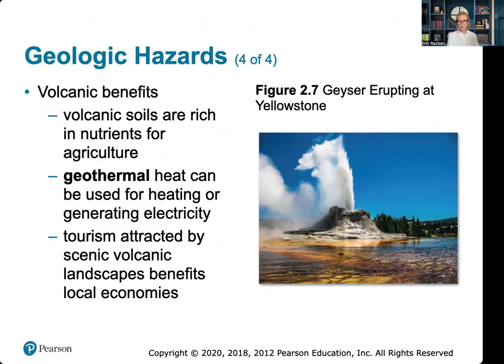Now, despite their destructive potential, volcanic activity can also offer benefits. Volcanic soils are rich in nutrients for agriculture. Geothermal heat can be used for heating or generating electricity, and scenic volcanic landscapes attract tourism, benefiting local economies.